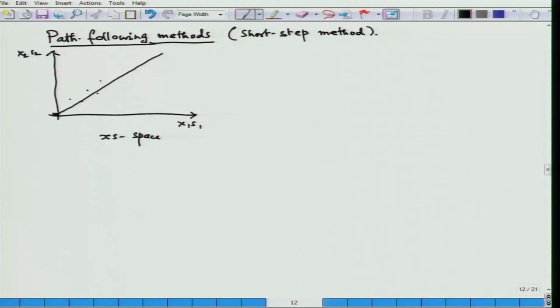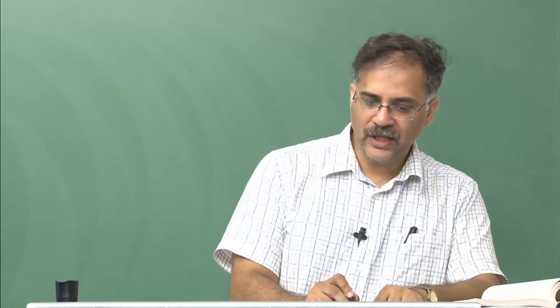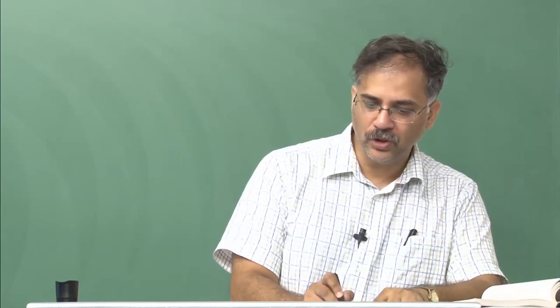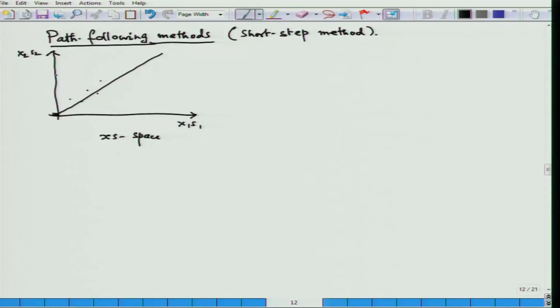But we cannot allow these points to wander off too much. That is, we cannot allow these points to come near the boundary where x 1 s 1 or x 2 s 2 can drop to 0. That is what we cannot allow. You cannot allow the points to come away too far from the interior and more towards the boundary. That is what the barrier does. It stops you from going to the boundary. Now, we have to somehow force these solution points, these approximate solutions actually, to stay in a region near the central path. So, we have to define what is called the neighborhoods of the central path.